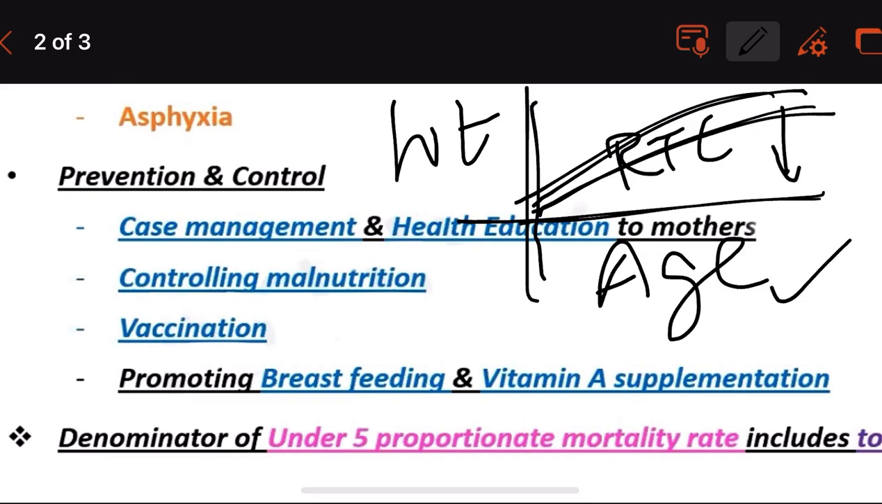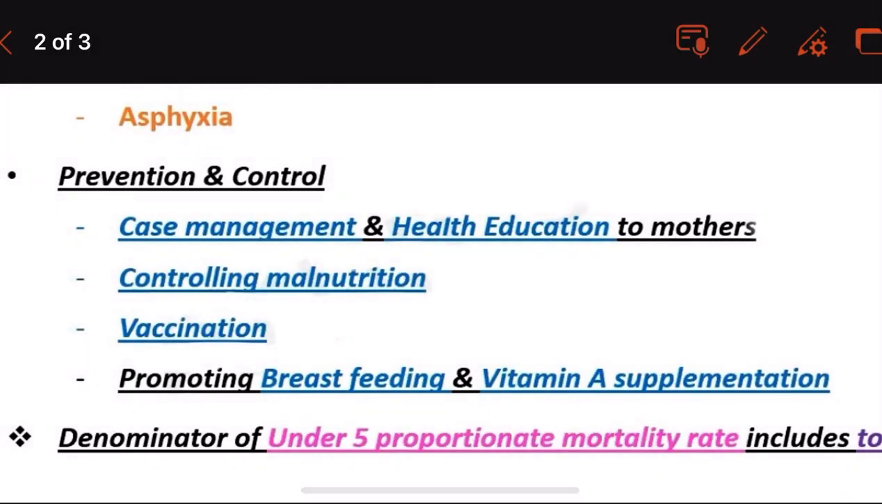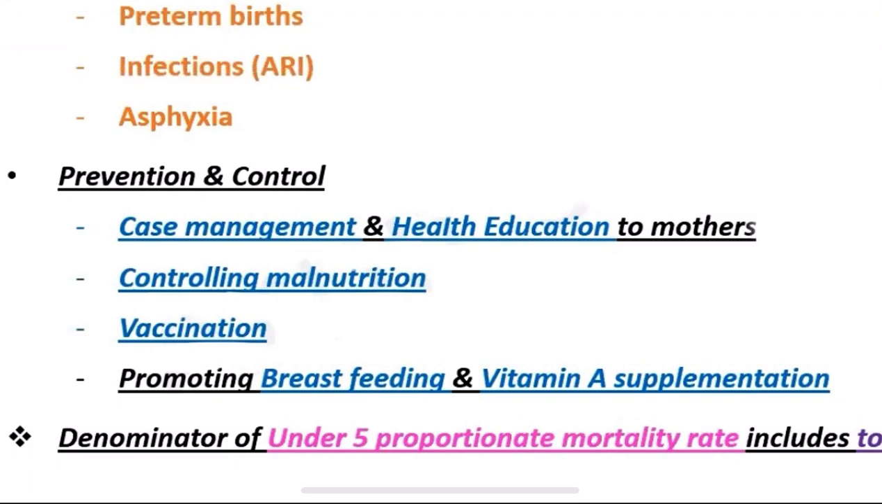When we monitor the growth, we control the malnutrition if the baby is going towards malnutrition, below -3 SD. If the baby is severely malnourished, or going towards malnutrition, we have to control it. And vaccination has to be given. The vaccination schedule has to be strictly followed by the mother. And promoting breastfeeding: exclusively 6 months of breastfeeding has to be done, and also vitamin A supplementation, which is very important.